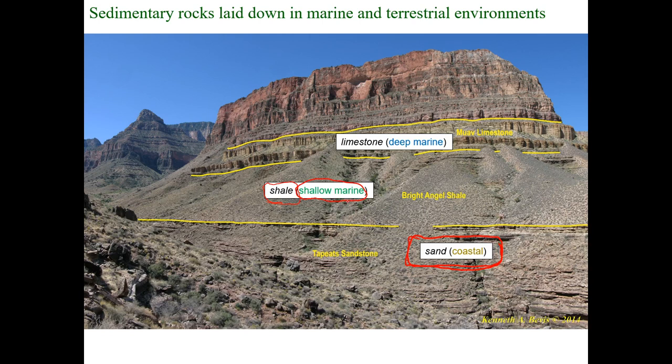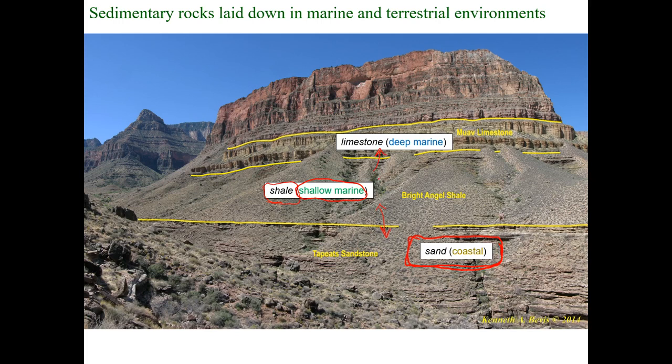Sometimes you can get muddier and muddier soils, or muddier and muddier sediments. So we get kind of shallow marine, maybe a few meters of water on top of this sandstone here. Okay. Now, on top of that, we get limestone.